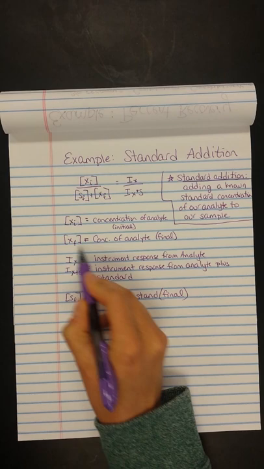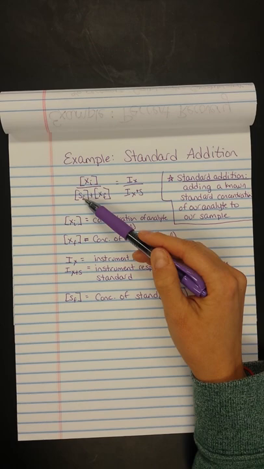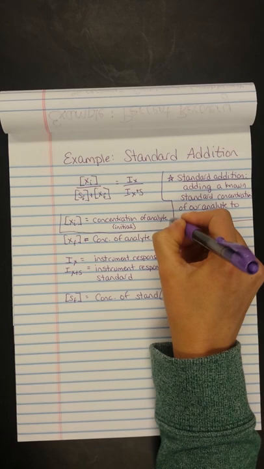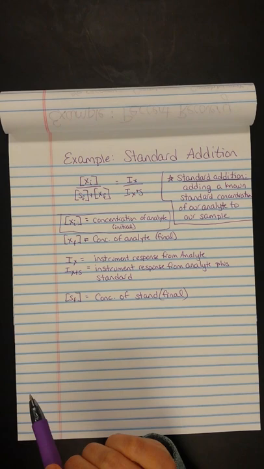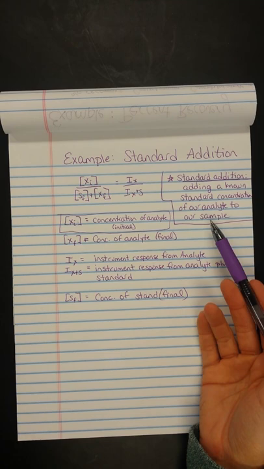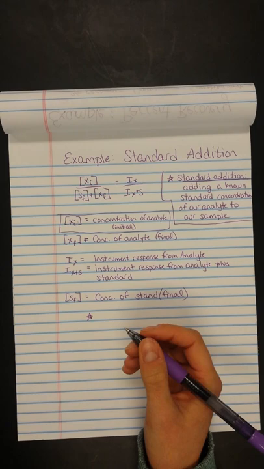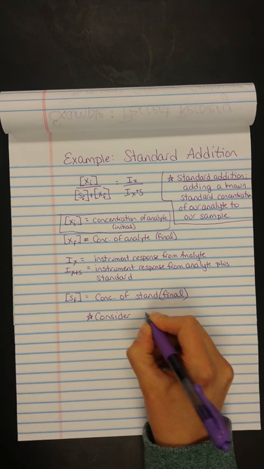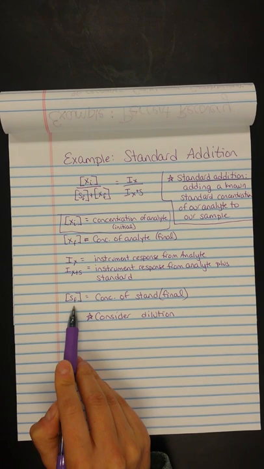And you might be asking yourself, well, why do we have these initial concentrations and final concentrations? Well, our initial concentration is what we are trying to find. So we won't know this right off the bat. We're trying to solve for this. However, if we start with a certain sample and we add a known standard concentration, that means that we are adding some amount of volume to our sample. So ultimately, we have to consider that by adding volume, we're changing the total volume of our sample. We have to consider dilution. And that's why we have concentration initial and concentration final for both our analyte and our standard.